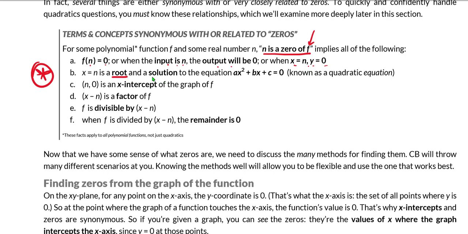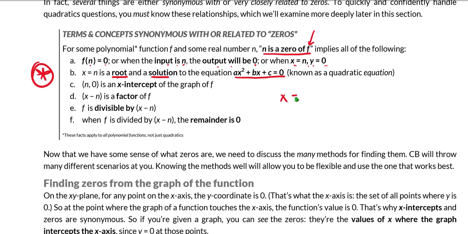Root and solution to a quadratic equation, those are also synonymous with zeros. So we would say if n produces a 0 when n goes in, the output is 0. We would also say that x equals n is a root of the quadratic. We would also say, we already talked about this a moment ago, that (n, 0) is an x-intercept of the graph of f. We would also say, we're going to get into this a little bit later, that x minus n is a factor of f.